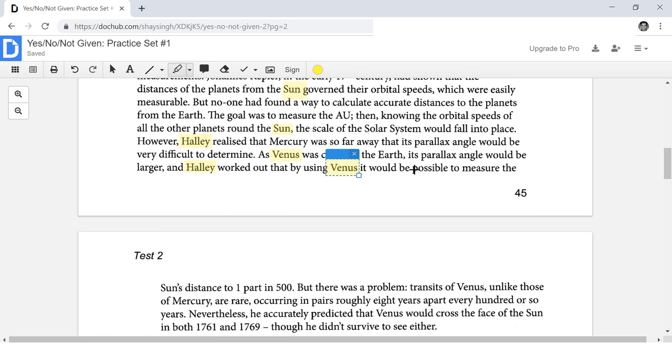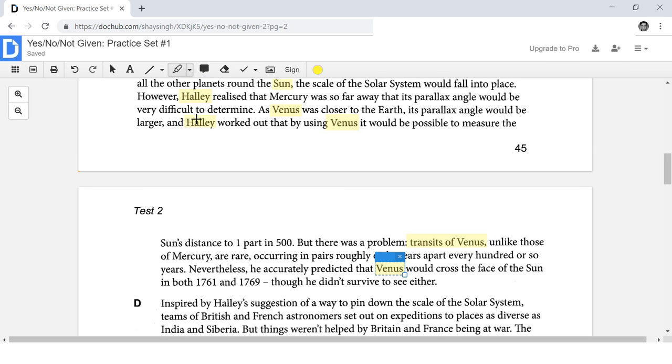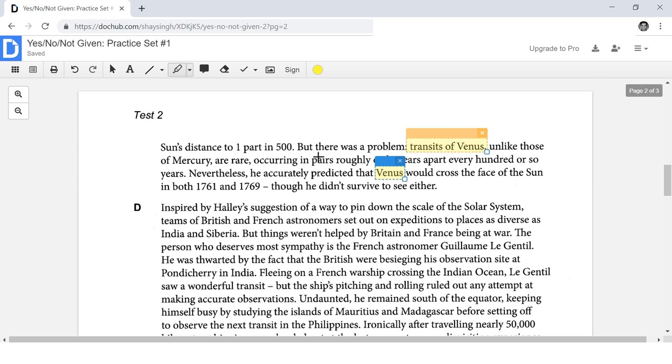So let's mark this keyword here as well, Venus. Something about transits of Venus over here. So I think that we might find our answer somewhere around here, because here we have found a mention of Halley. I have also found a mention of the transit of Venus. So let's go ahead and read this.